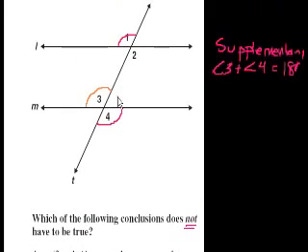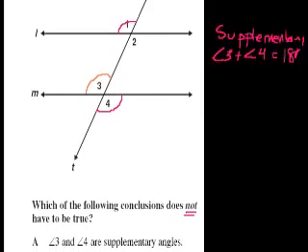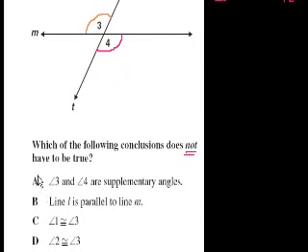All they tell us is that angle 4 and angle 1 are the same, at least when you measure the angles. So I would already go with choice A. That does not have to be true. That will only be true if both of those angles are 90 degrees.